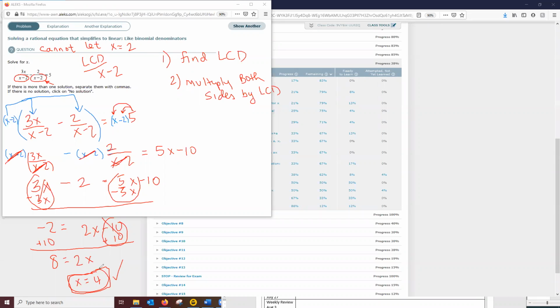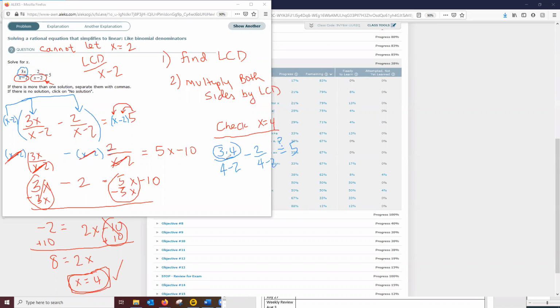By the way, you could double check your answer by plugging back into the original equation. Let me show you that very quickly. So this is a check of the answer that x equals 4. I'm going to go back to the original equation and replace x with 4. So this is going to be 3 times 4 on top over 4 minus 2, minus 2 over 4 minus 2. Does that equal 5?